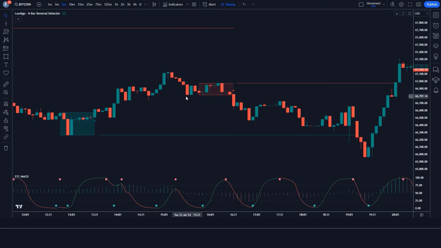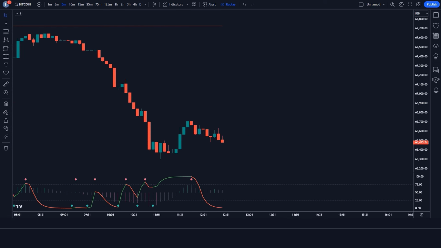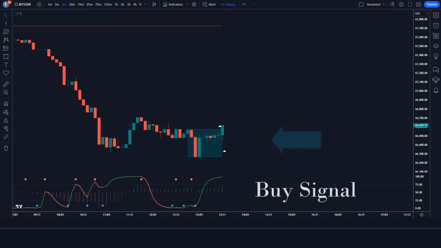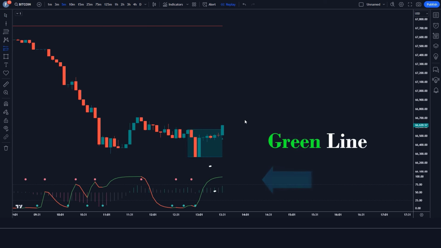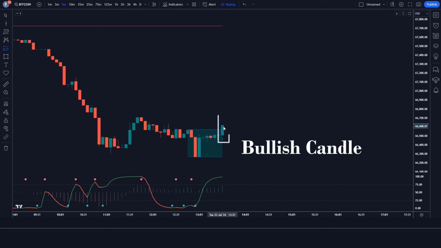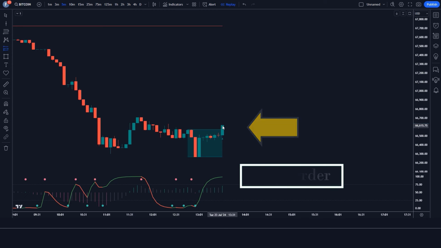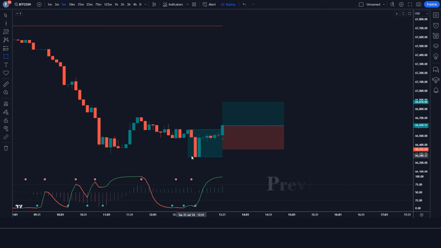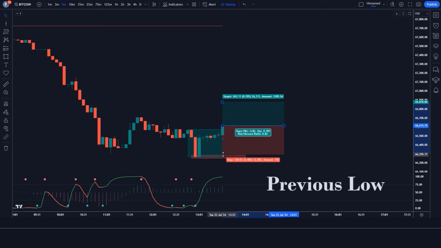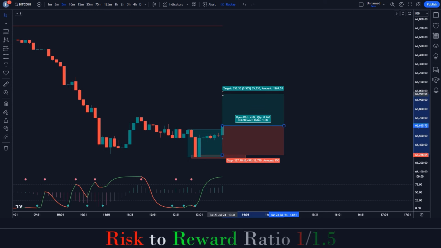Let's see how we use these trading setups. When the reversal detector indicator gives us a buy signal, when the Schaff Trend Cycle indicator shows a green line, and when the market forms a bullish candle, if this condition is fulfilled, then we will place a buy order. Our stop loss is to be placed at the previous low of the market. And the risk to reward ratio will be 1:1.5.